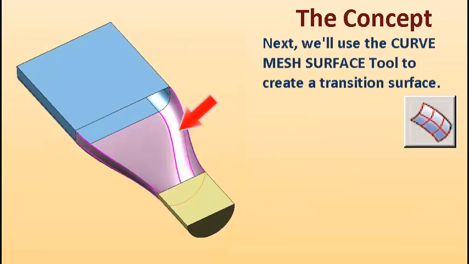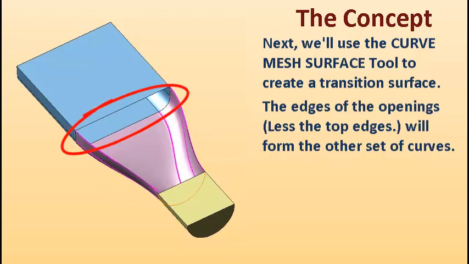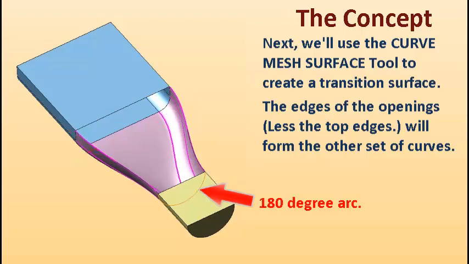Next, we'll use the Curve Mesh Surface tool to create a transition surface. The splines we created with the Blend Spline tool will form one set of curves, and the edges of the openings, less the top edges, will form the other set of curves.